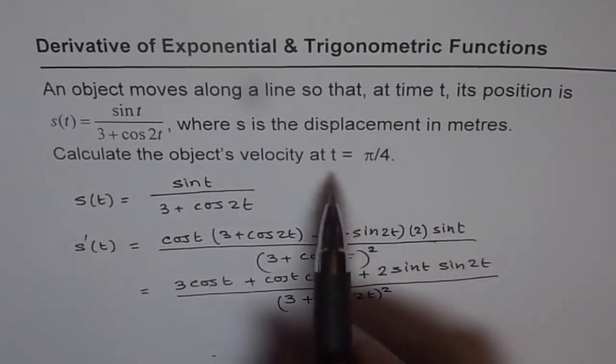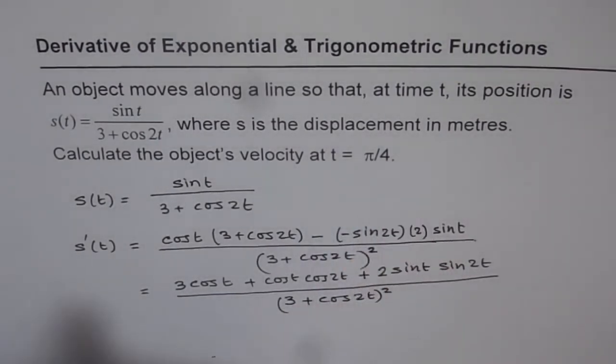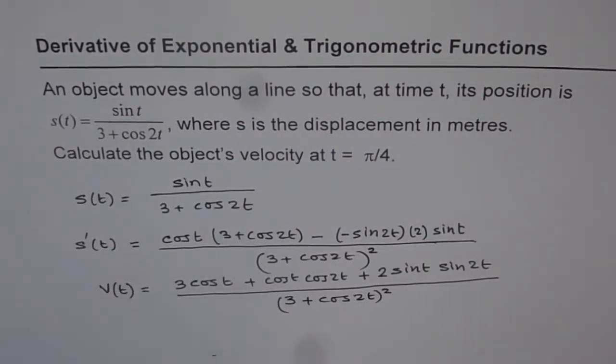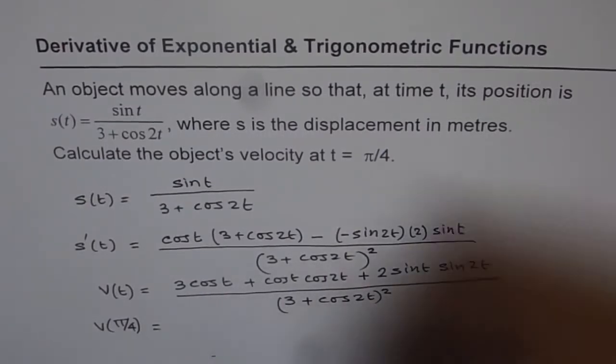Now we need to find the velocity at t equals pi by 4. S dash t indeed is the velocity. We can write here velocity. Now for velocity at t equals pi by 4 we'll substitute pi by 4 here, right? So we have 3 times cos. So let's find out the values of sine pi by 4 and cos pi by 4, and then we'll substitute those values, right? So the first term is cos t.